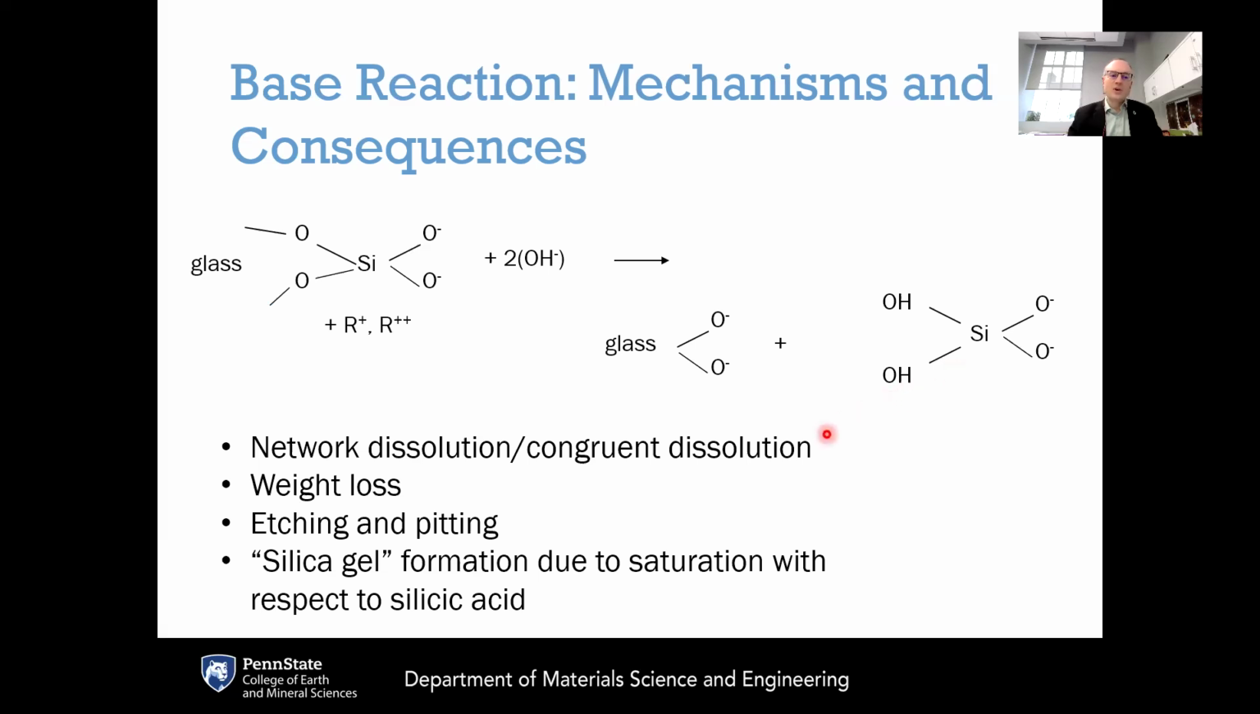So in a basic environment, this is dominated by network dissolution, and this would tend to be congruent dissolution based on whatever chemistry of the glass is left, meaning whatever chemistry is there, that's what gets released into the solution at that point. This results in a net weight loss of the glass because entire parts of the network are being taken away. This etching can also lead to pitting of the glass. So what might have been initially a smooth structure can develop small pits as a result of preferential reactions in certain sites. And this also leads to a silica gel formation due to saturation with respect to silicic acid that forms.